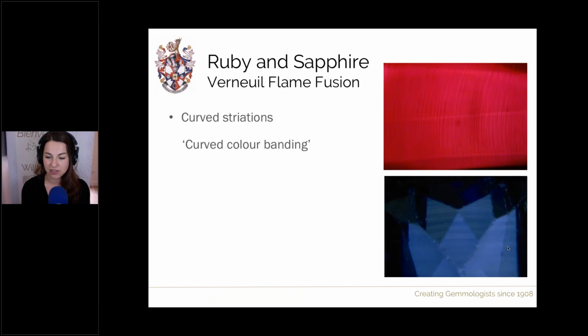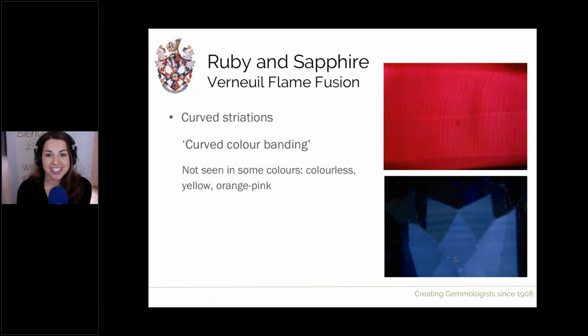If it was a surface feature, it would be limited to the facet and the facet shapes. So for example, polish lines, you would have them one direction on one facet, and these would abruptly stop or change direction on the facet next to it. So that's how you can tell the difference between internal and external features.